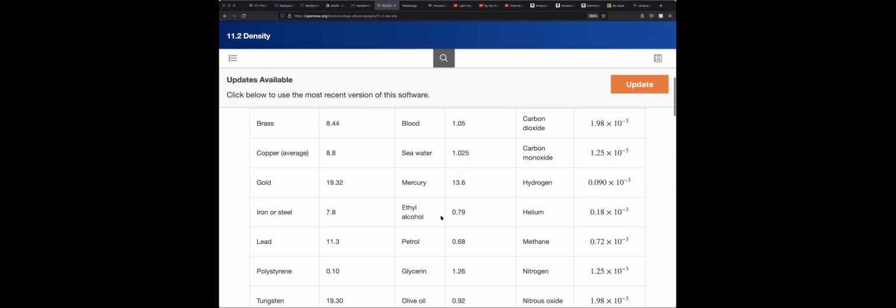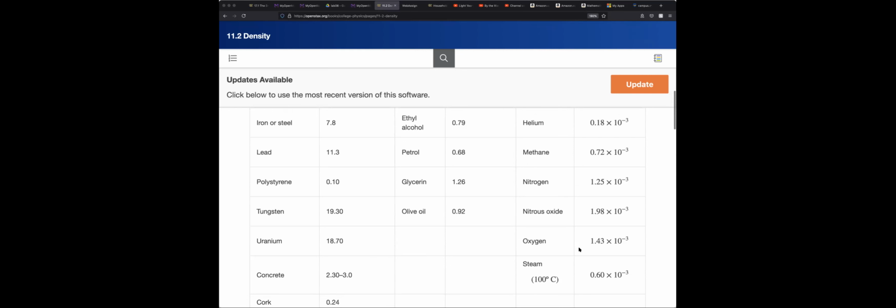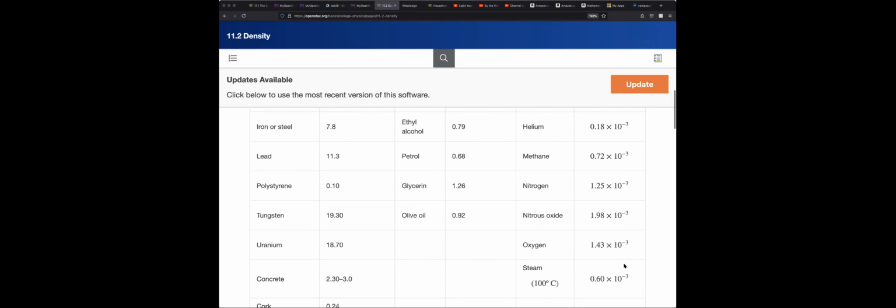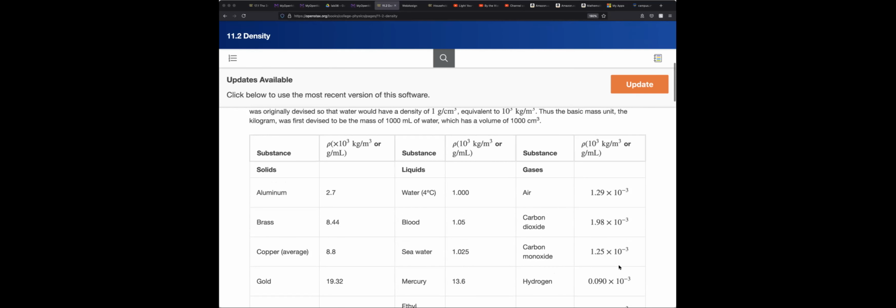Ethyl alcohol, less dense than water. Petrol, which is what gasoline is. Glycerin, which is kind of like what dish soap is made of. Olive oil, 0.92. And here you have all your gases that are all 10 to the minus 3, in milligrams per milliliter. So very, very small densities for gases.